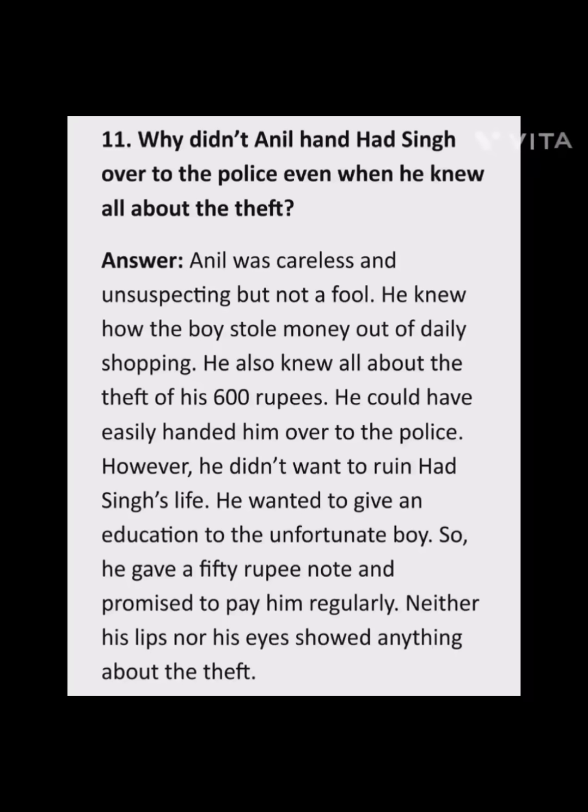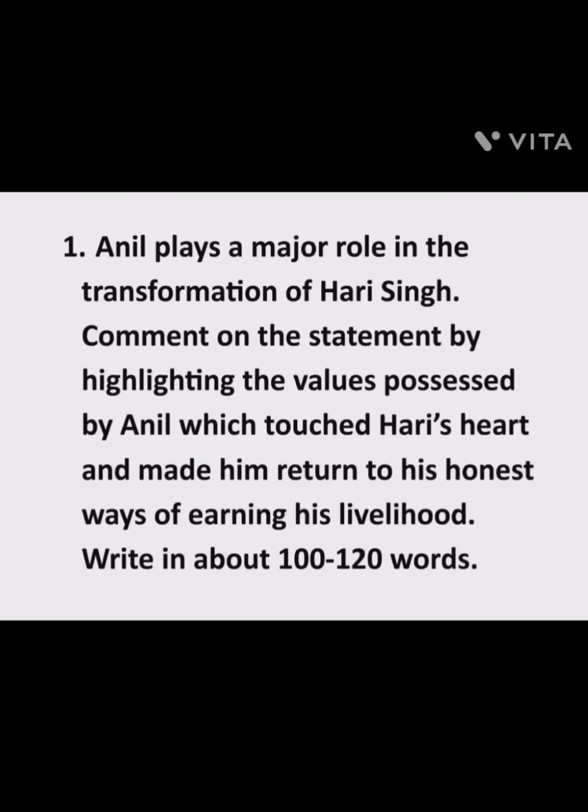Other than these short answer questions, there are a few long answer questions that are important from the examination point of view, and you should go through these questions and try to find their answers. The first long answer question: Anil plays a major role in the transformation of Hari Singh. Comment on the statement by highlighting the values possessed by Anil, which touched Hari's heart and made him return to his honest ways of earning his livelihood. Write in about 100 to 120 words.